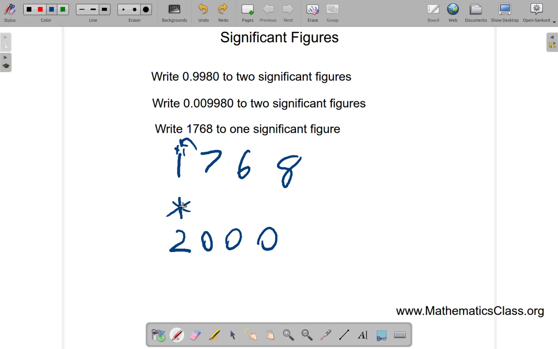We did not write 1000, right? If you look back at the video explaining the rule behind rounding off, you'd see that the proper thing to do is to write 2000, and you will see that 2000 is closer to 1768 than is 1000. Alright, okay, so that's it for these 3 examples. I will see you in the next video.